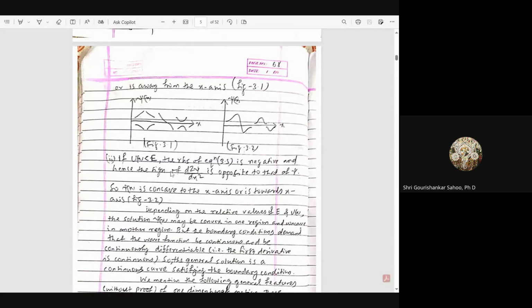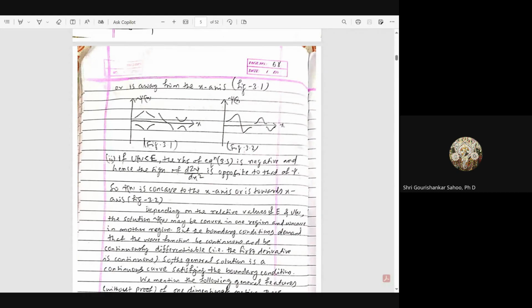On the other hand, if U is smaller than E, then U minus E is negative. So in d square psi by dx square, the left hand side is positive and the right hand side coefficient of psi is negative. So it is concave and towards the x-axis, and this can be shown in figures 3.1 and 3.2.